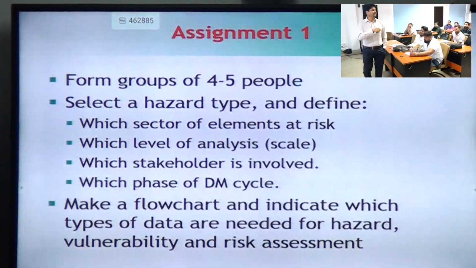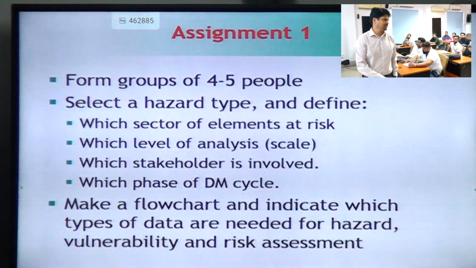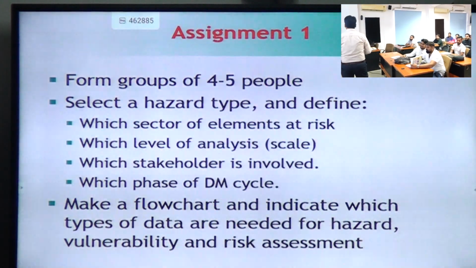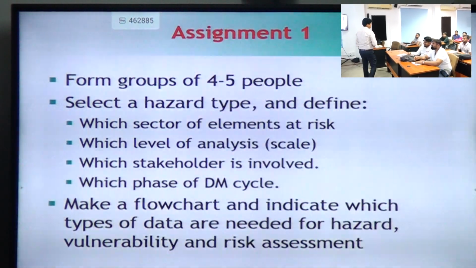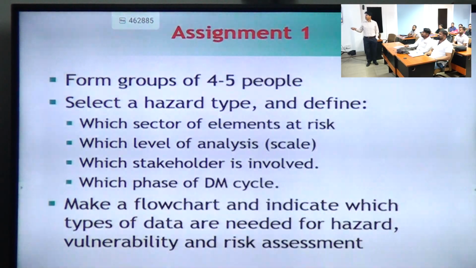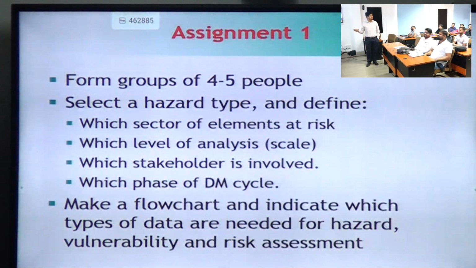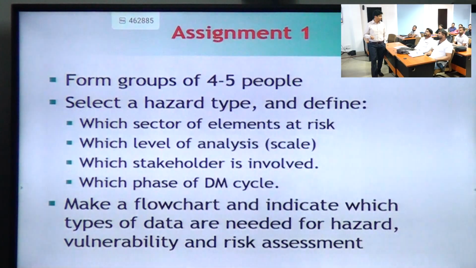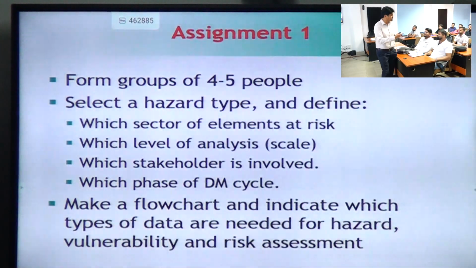Okay. One assignment for you. You have to do it in the tutorial this afternoon. Okay. What is the assignment here? Form groups of 4 or 5 people. You can have your friends with you, no problem. Okay. Select a hazard type and define which sector of element at risk. Okay. Depending on the background that you have or the project that you are working on. Then we can have discussion.